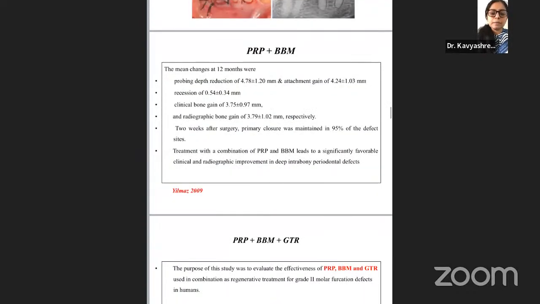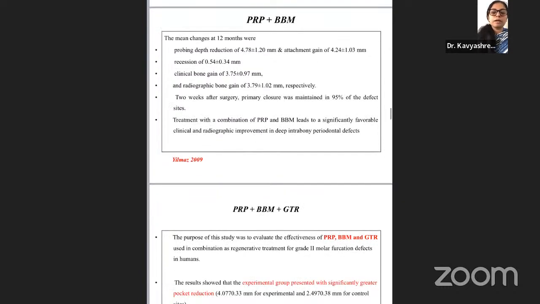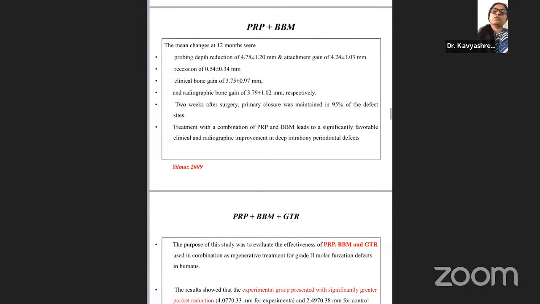And a study done by Yilmaz et al. in 2009, in which they used PRP, that is platelet-rich plasma, and bovine bone matrix. In that study, the treatment with the combination was significantly favorable in clinical and radiographic improvement compared to the use of only the other growth factors and the bone grafts compared to the PRP. So there was a positive result of usage of PRPs in that study.